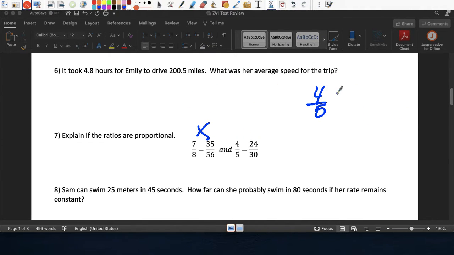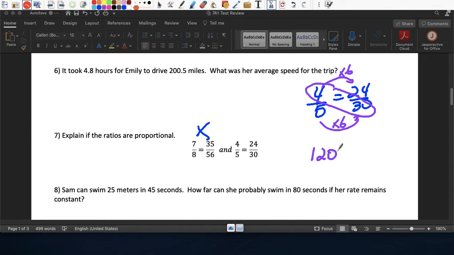4 over 5 equals 24 over 30. Well, this one looks like it is. Times 6. 4 times 6 is 24. 5 times 6 is 30. That's good. Let's cross multiply. What's 4 times 30? 120. What's 5 times 24? Also 120. Are they equal to each other? So yes, they are proportional. So the second one is a yes.